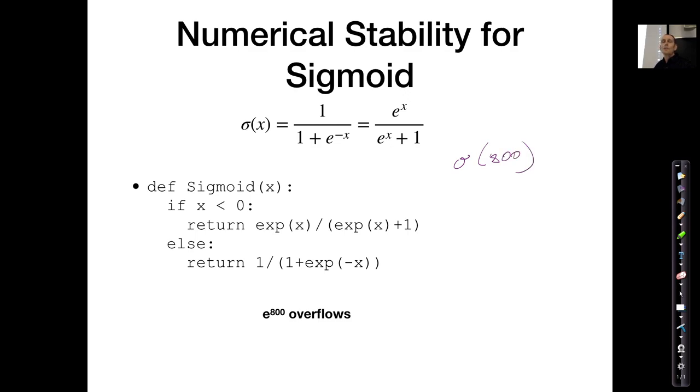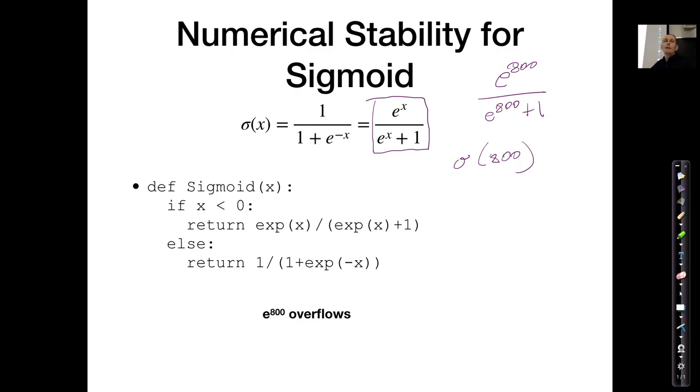Let's use this one here. We're going to get e to the 800 over e to the 800 plus one. The question is, what's e to the 800? It's big. Two to the 800 is big, and e to the 800 is somewhat bigger. In fact, it's so big it can't be represented in whatever Python uses as its floating point, which I guess is a double, probably. So it can't be represented in a double, and you get a runtime overflow error.